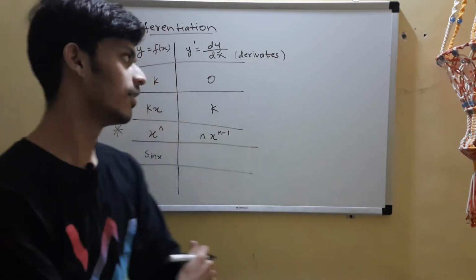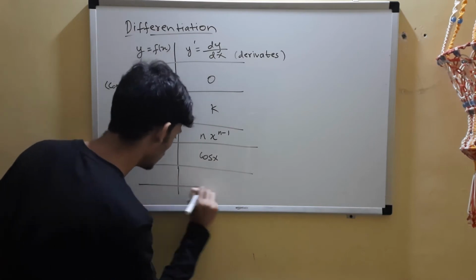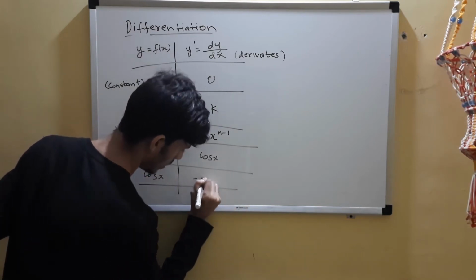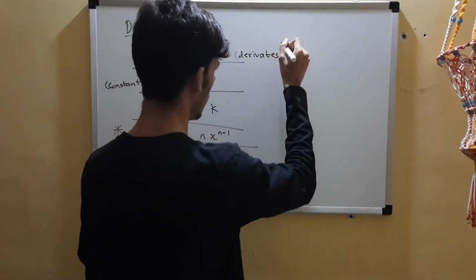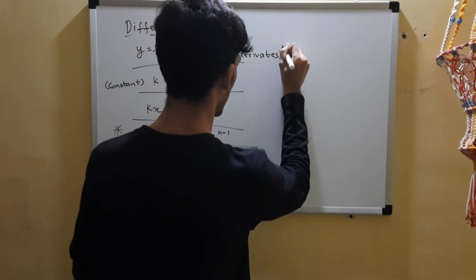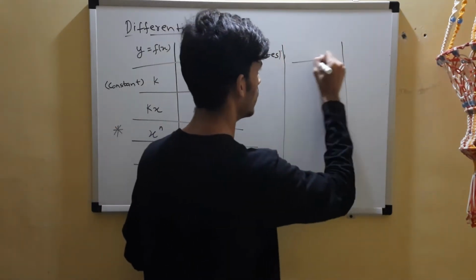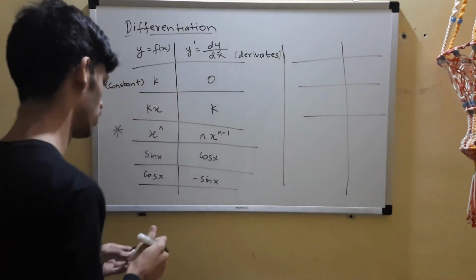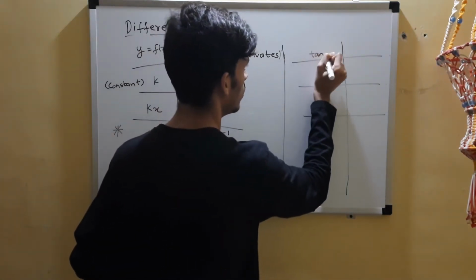Sin x, derivative is cos x. No logic, please. Cos x is minus sin x. I'll give you a tip to remember, but I can't provide you logic. So it's a maths topic, sin, cos, tan. You'll have it in your 12th standard.